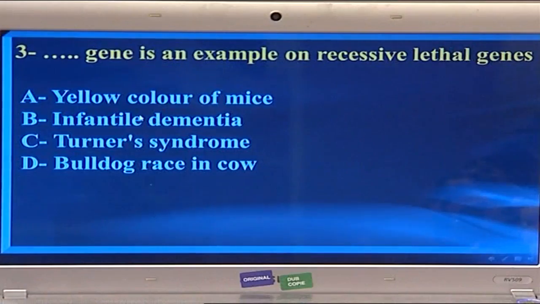Yellow coat of mice, here, is a dominant lethal gene, not recessive. Infantile amaurotic idiocy, this is a recessive lethal gene. This is the correct answer. Bulldog calves in cows, this is also a dominant lethal gene. This means the correct answer here will be infantile amaurotic idiocy. The recessive here will die by a ratio of 25%, as we studied before.